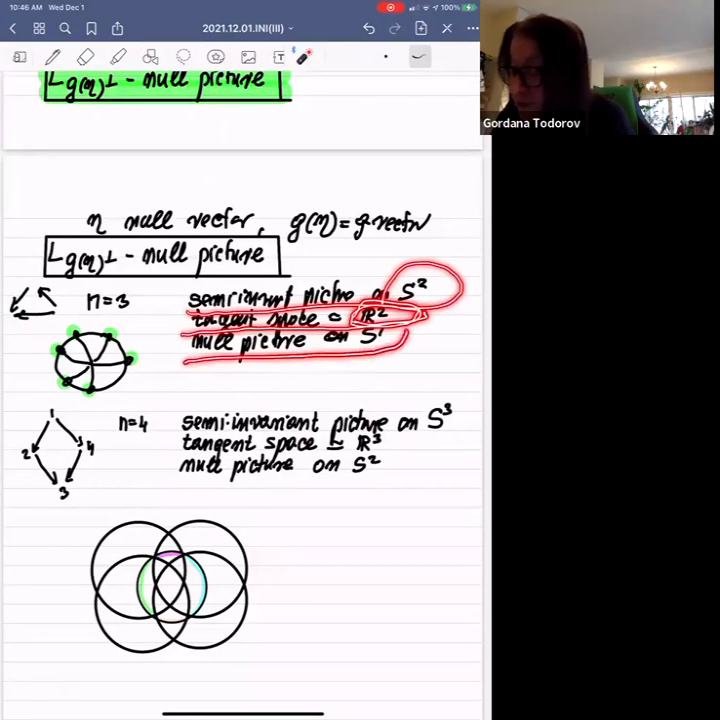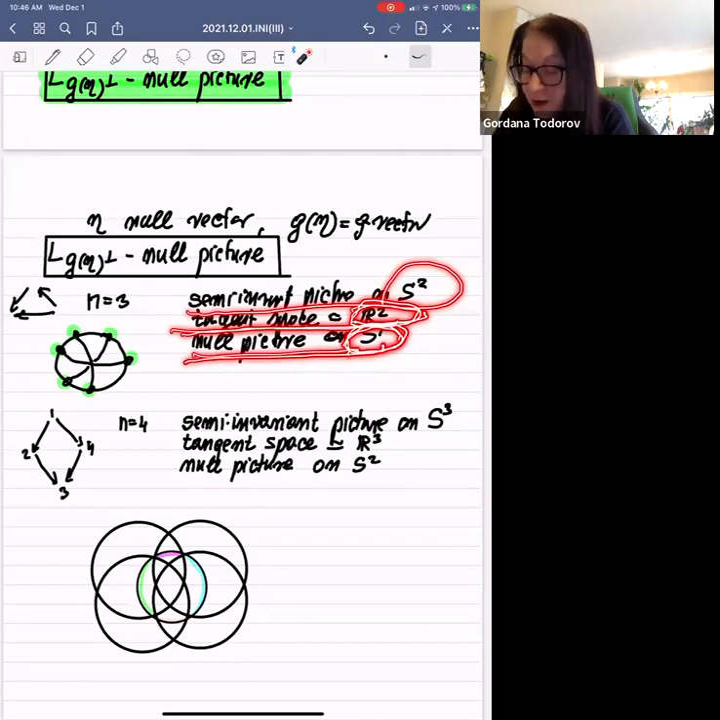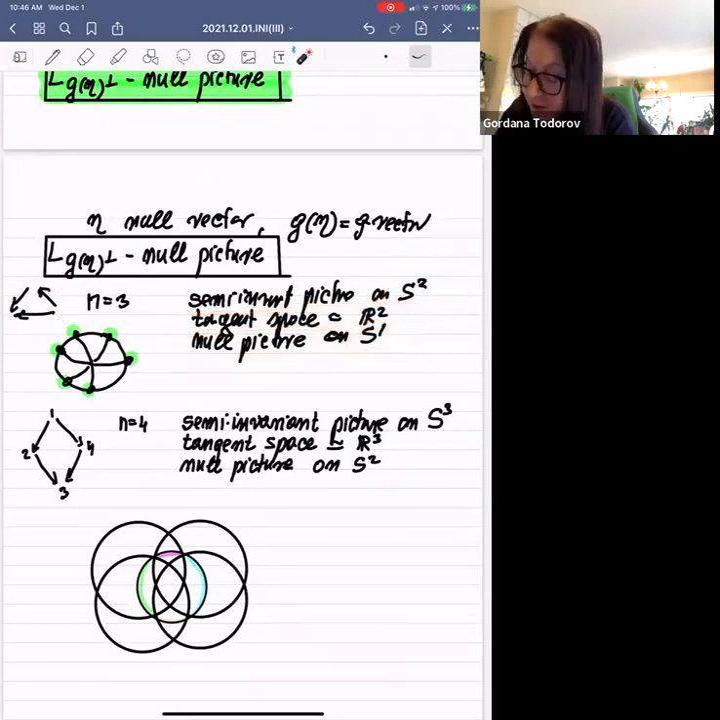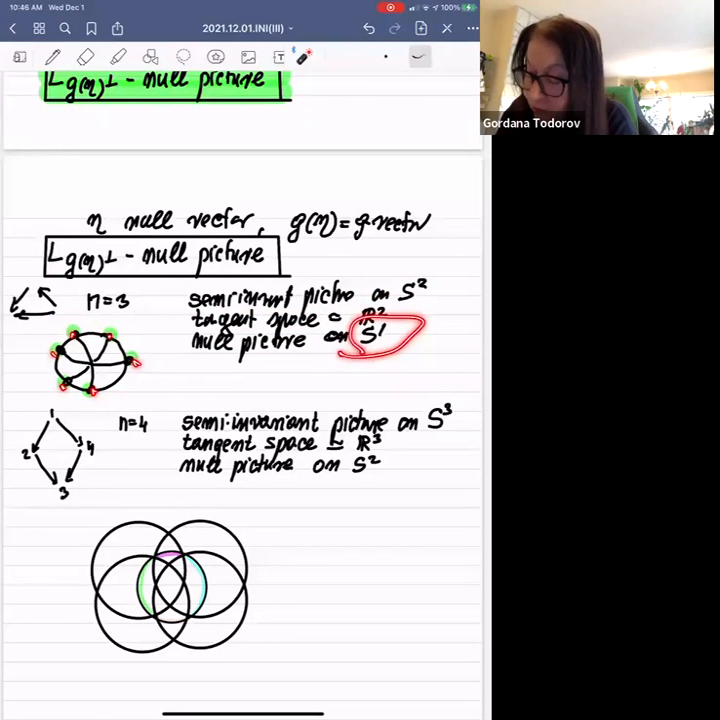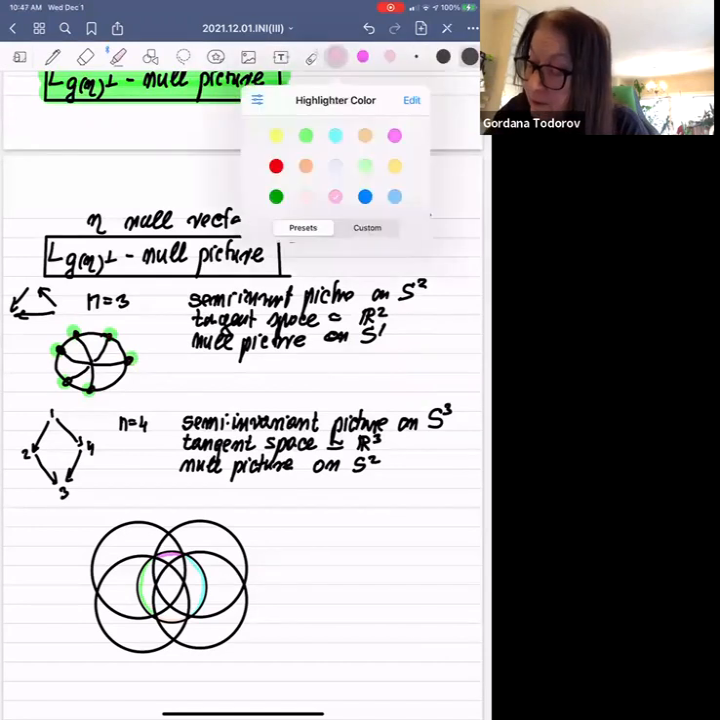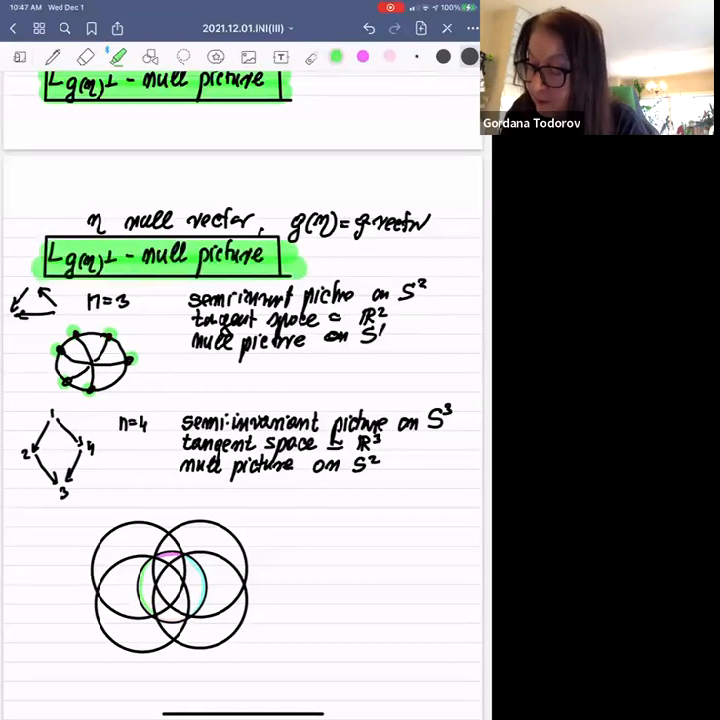But the null picture is taking the tangent space and intersecting with one step smaller sphere. So the null picture for our A tilde with 3 vertices will be in S1, and it will look like that. What we see here is the tangent space, but then the green dots are the dots which are now on S1. So these green dots correspond now to the null picture. And let me just, yeah, this is what I'm talking about.